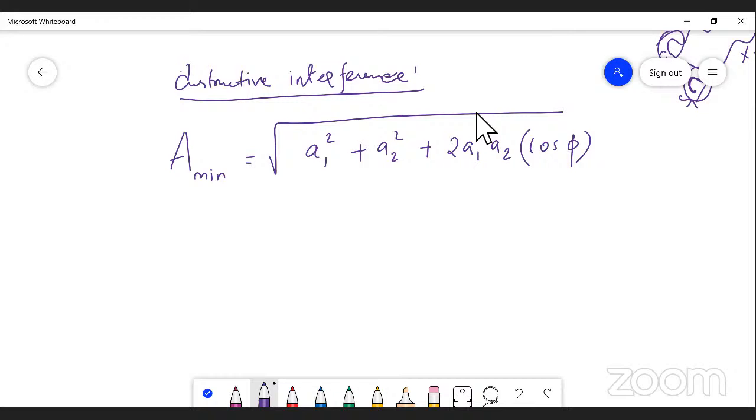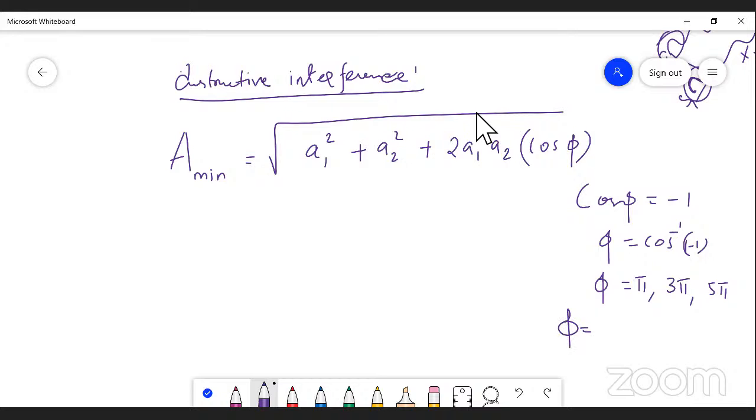So A minimum is equal to the square root of A1 square plus A2 square plus 2A1 A2 cos phi, where cos phi is equal to -1. Phi is equal to cos inverse of -1, which is 180 degrees. So phi is pi, 3 pi and 5 pi. This is very important. The general formula of phase difference phi is equal to (2n plus 1) pi.